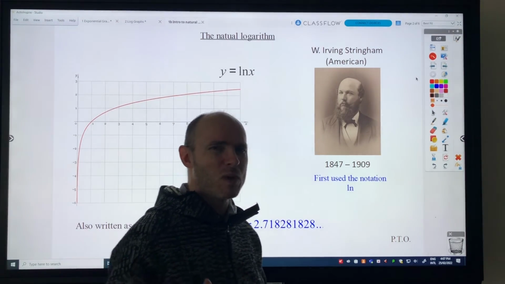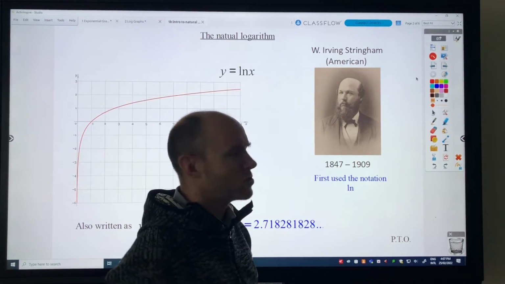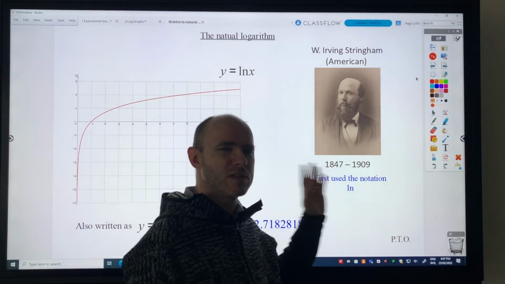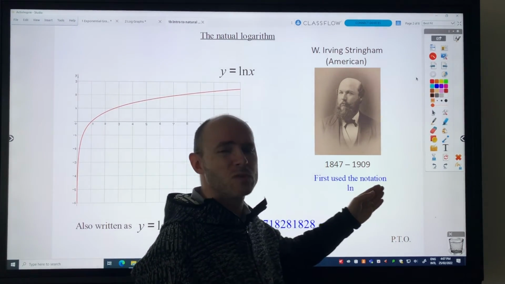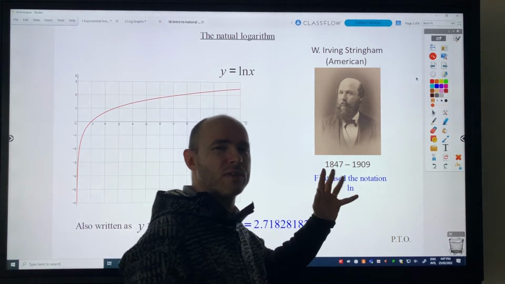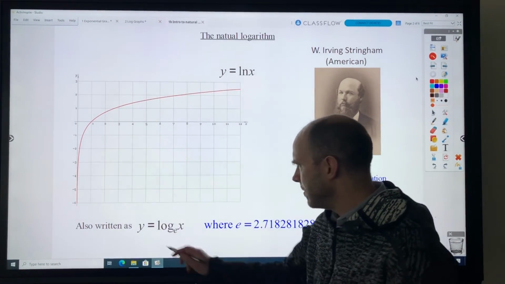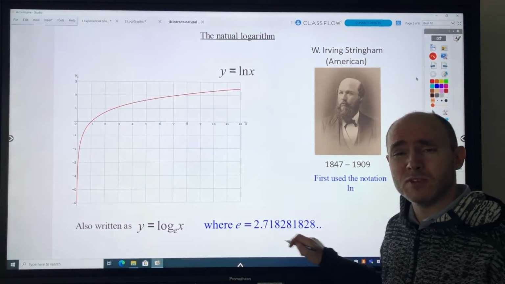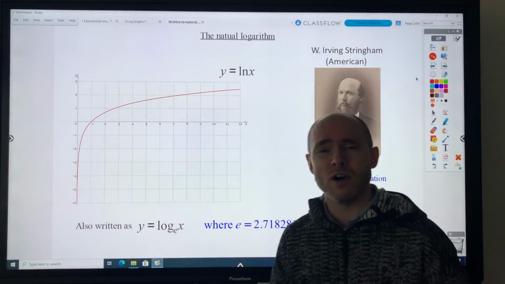So I remembered William, of course. I knew William Irving Stringham. American mathematician, 1847 to 1909, first introduced the notation for the natural logarithm ln, where e, of course, and I've got the number written for you. And this is what the graph actually looks like.